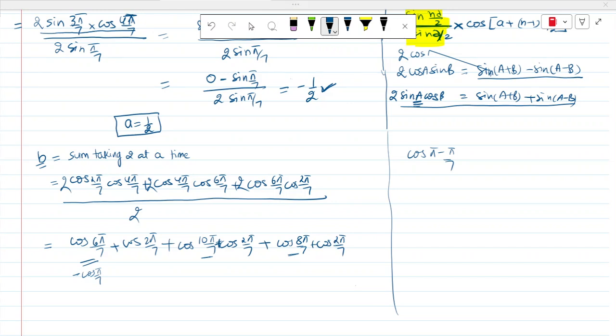So I'm solving this one now. Okay, so this will become 4 pi by 7. Actually this is 2 times 2 pi by 7. So 2 times 2 pi by 7 you can write this one and this one. Plus, now you can see here cos 4 pi by 7 and cos 10 pi by 7. And 10 pi by 7 plus 4 pi by 7 will become 14 pi by 7, so 2 pi.